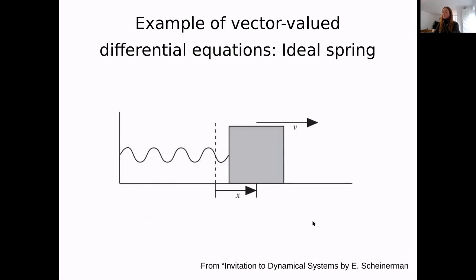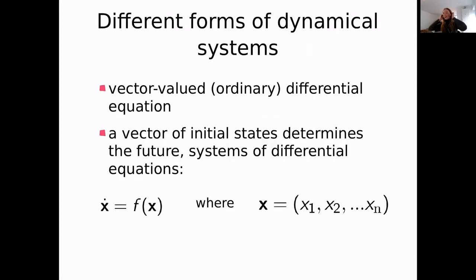So when you have an engineering system, then you can think about the entries x1, x2, and so on in your state vector as being all the quantities that you can measure in your system.